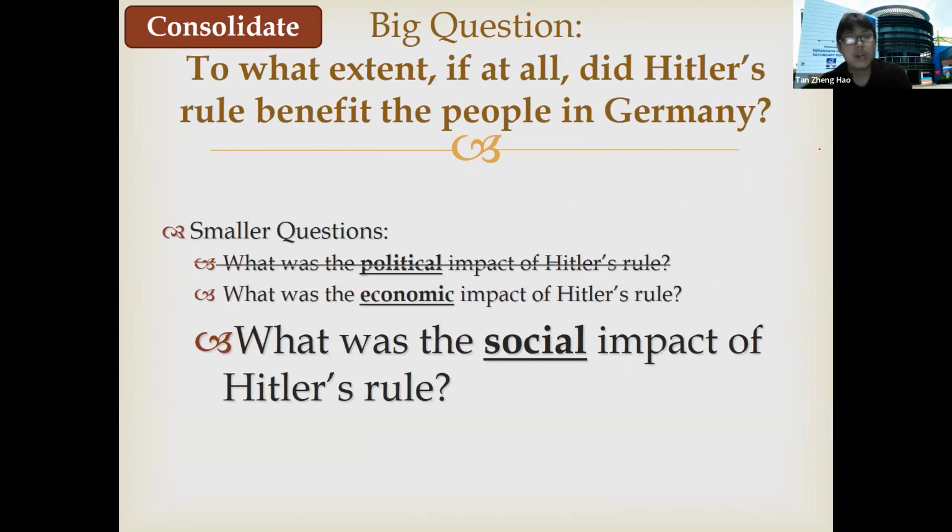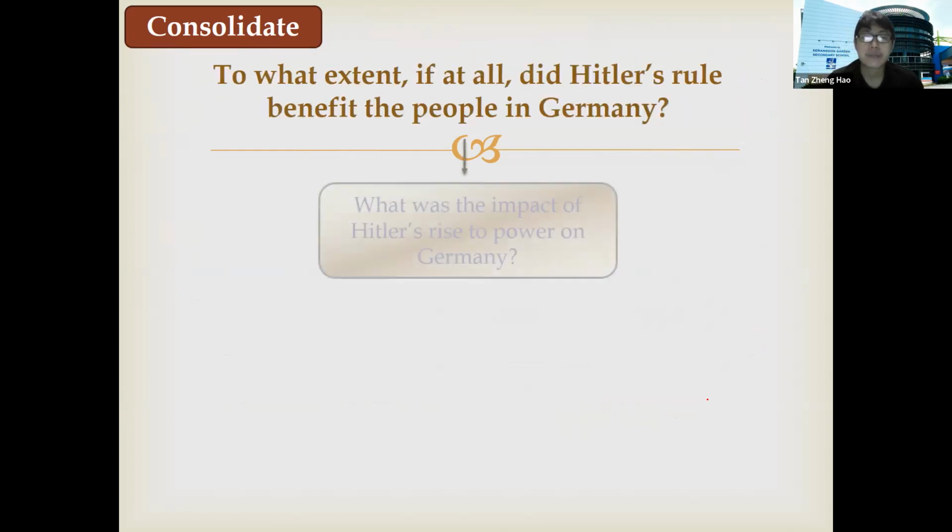Now that we have examined the political impact, which showed how democracy ended, let's look at the social impact of Hitler's rule. Social impact refers to people's daily life. So we're going to look at different groups and how their daily life was affected by Hitler's rule.